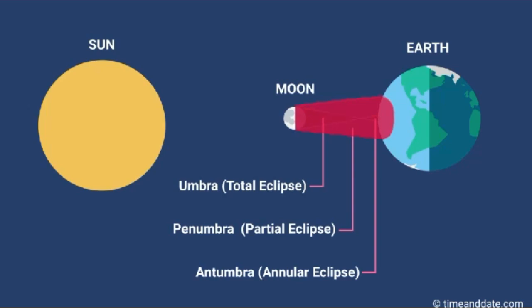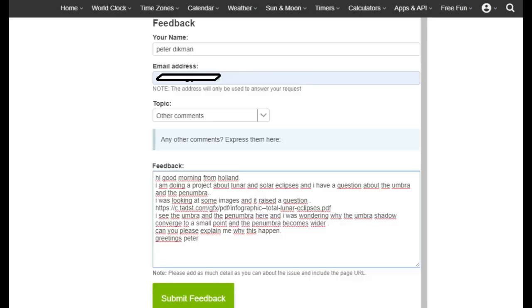Can somebody explain this or do an experiment? Because this is impossible. You cannot reproduce this with a simple light. They should both converge or both become wider. It's impossible. I even sent an email to timeanddate.com with this question, but that was 2 weeks ago. They have not answered me yet.